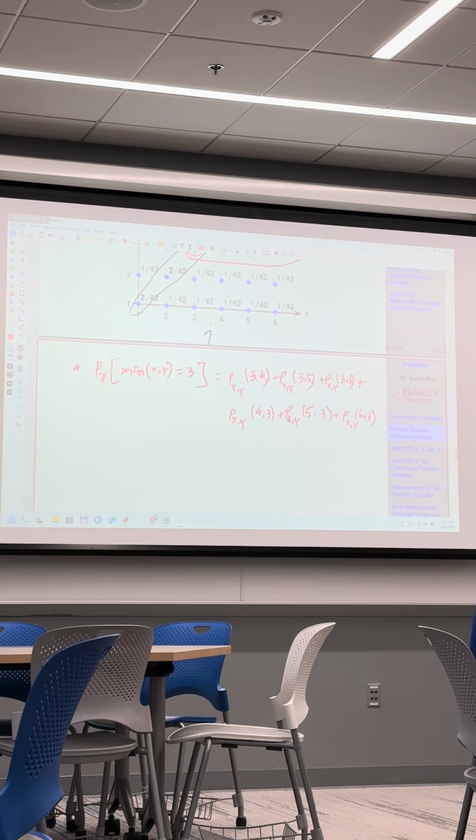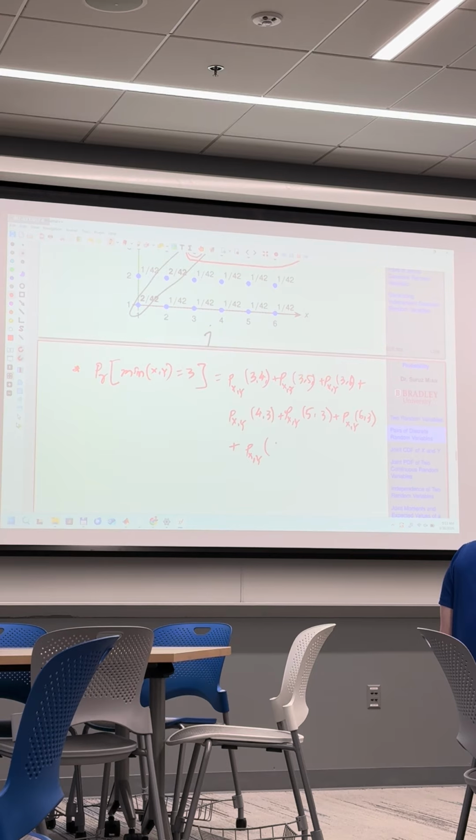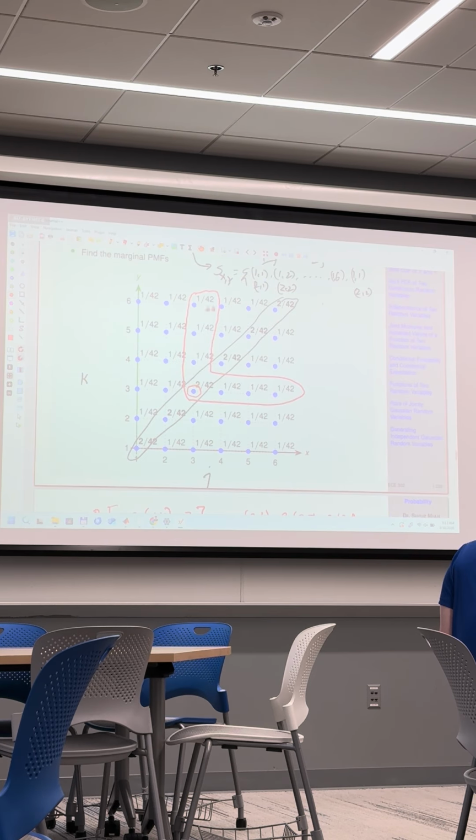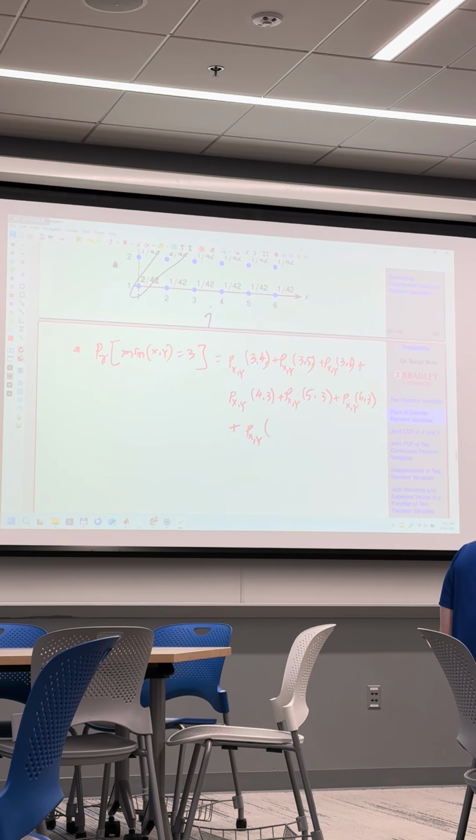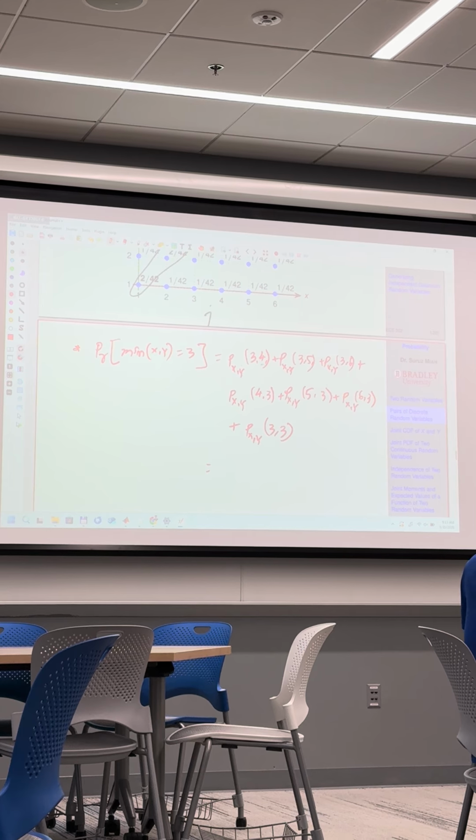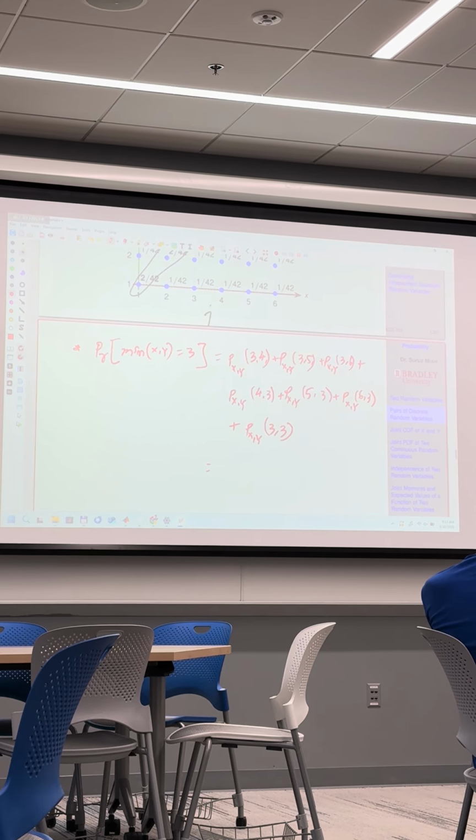Intentionally I did miss one. Which one did I miss? Plus joint PMF of random variable x comma y taking values. I did miss intentionally one element here. So I did actually mark all the points here. So it is 3 comma 3. Very good. So it is going to be 1 over 42 for all these elements.